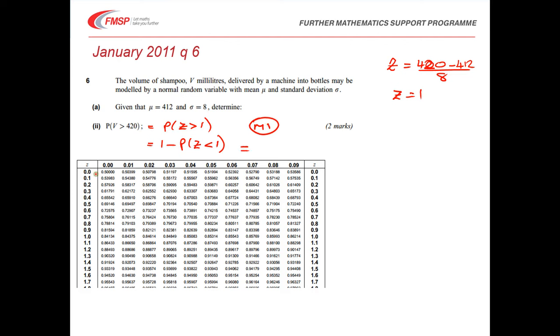So now we're just looking this up in the table. So 1 corresponds to 0.84134. So this is going to be 1 minus 0.84134, which is going to give me a value of 0.158 or 159, again depending on accuracy, and that's where you're going to get your second mark. Sorry, this is a B mark, as is this one. Okay, so that's quite nice.